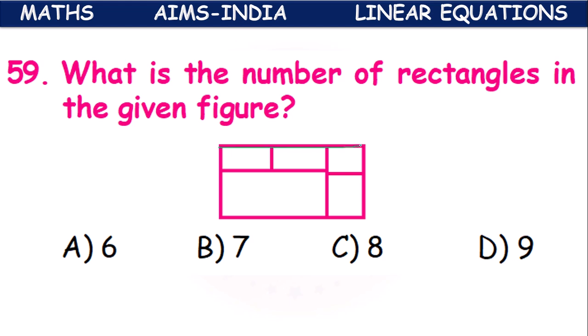And this whole will be a rectangle. 8. So children, we have altogether 8 rectangles. Anything else? 1, 2, 3, 4, 5. Individual 5 completed. After that, this part. 6. This part. 7. Total part 8. So 8 rectangles, children.